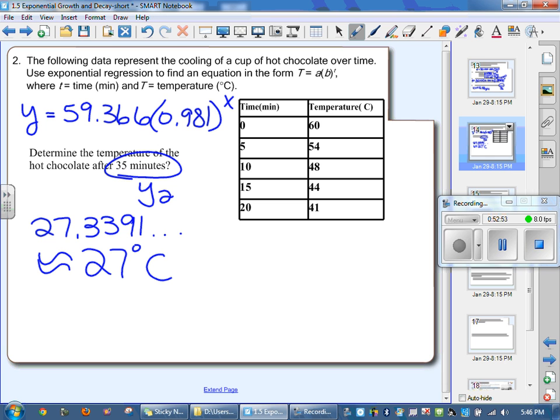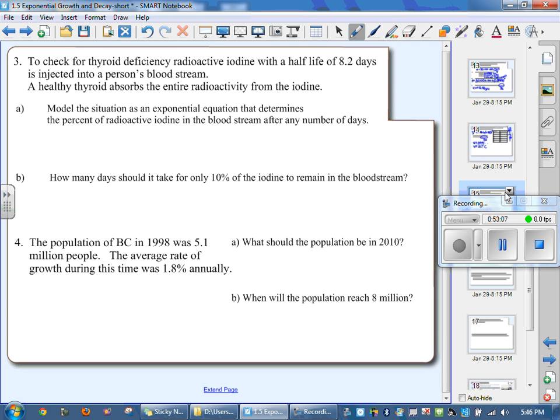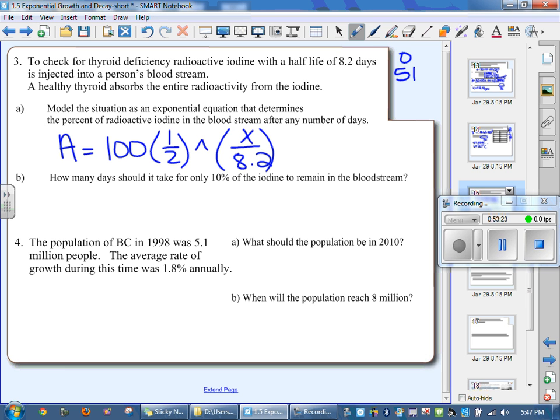Your equation is going to be a equals 100 times a half exponent x over 8.2. The window to use here, 0, 50, 1, -10, 50, and 1. B, how many days should it take for only 10% to be left over? Okay, well that's going to go into your y2. Do an intersect, you're going to get x equals 27.2391, etc. So around 27 days.